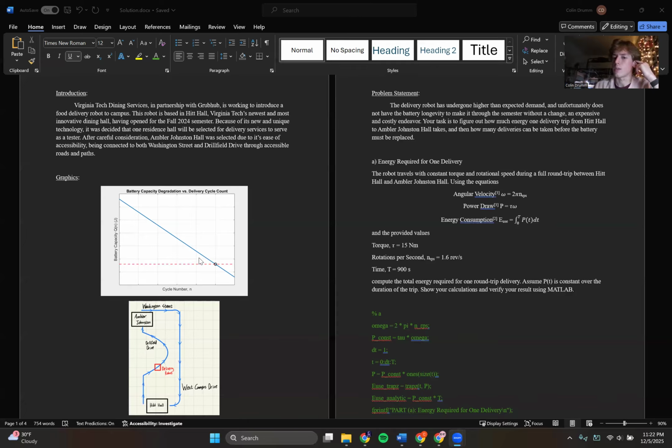The first one to look at would be the energy consumption equation, because that is what you're looking for. A basic physics idea is that energy is the integral of power with respect to the time that the power is being drawn.